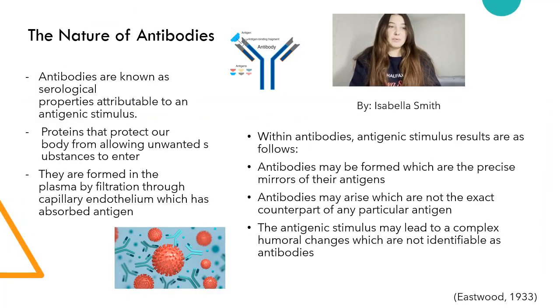The nature of antibodies. Antibodies are known as serological properties attributable to an antigenic stimulus, or in more simple terms, they are proteins that protect our body from allowing unwanted substances to enter inside of it. They are formed in the plasma by filtration through capillary endothelium, which has absorbed antigen. And then, with antibodies, there's going to be an antigenic stimulus, which has results as follows.